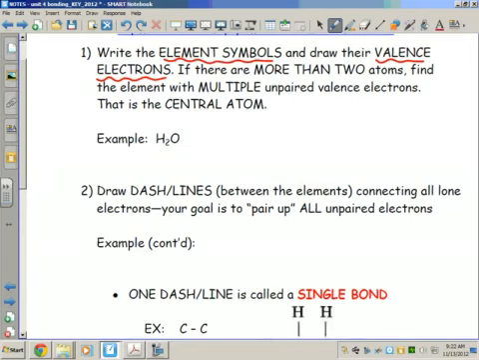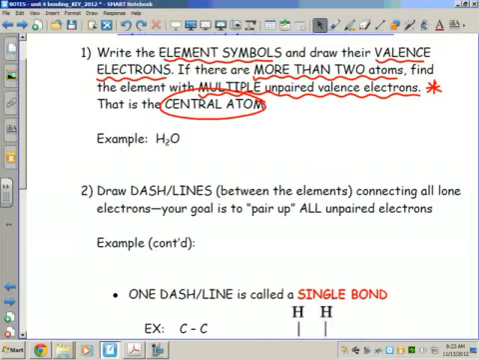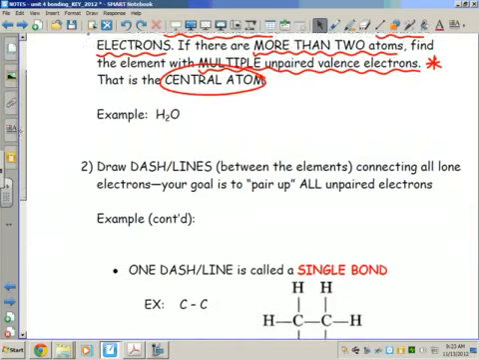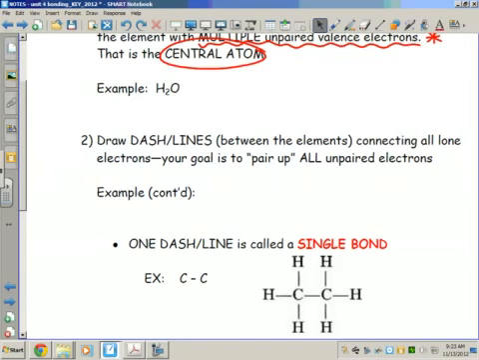The trick here is when we have more than two atoms in the compound. For a covalent compound, when this is the case, we need to locate the element that has multiple unpaired valence electrons. That's the key. That's going to become our central atom, and we're going to build out from there. So I chose H2O as our example here for a reason. There are two hydrogens and one oxygen, which means we have more than two atoms.